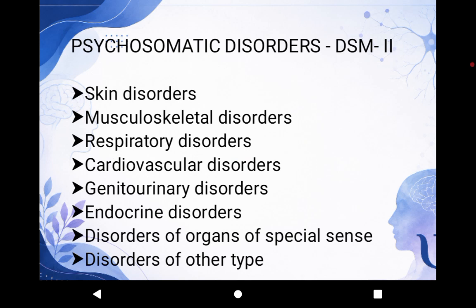Right, so these psychosomatic disorders, in DSM-2, include skin disorders, which are disorders that affect the external part of your physical body, or those disorders that affect your musculoskeletal system, your respiratory system, the cardiovascular system, the genitourinary system, the endocrine system, the disorders that affect special senses, and also other types of disorders.